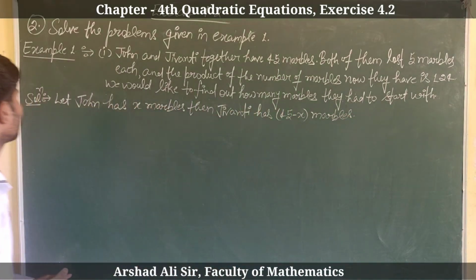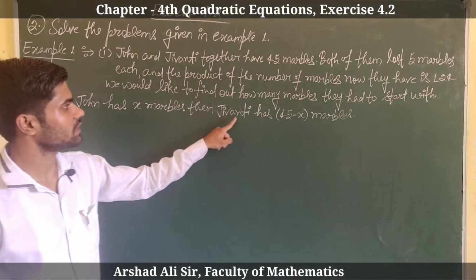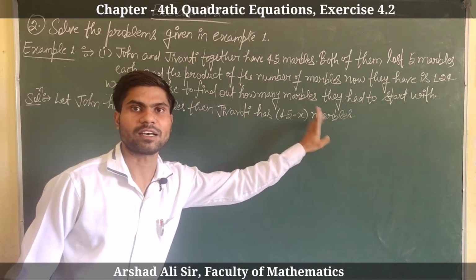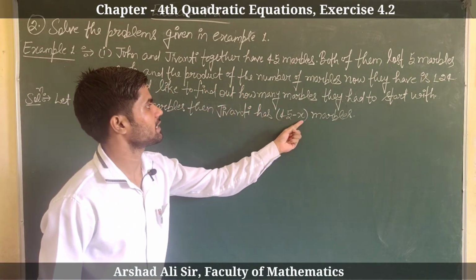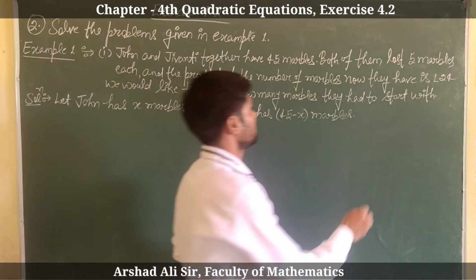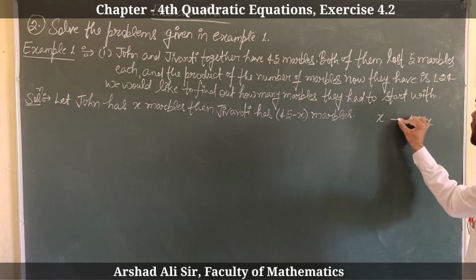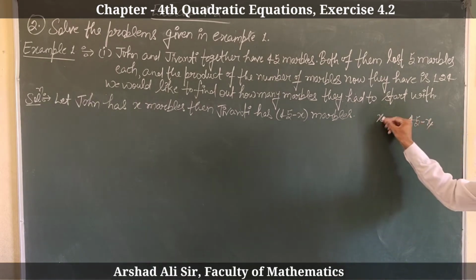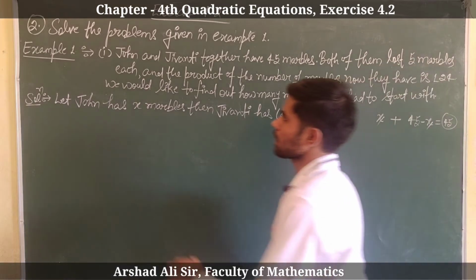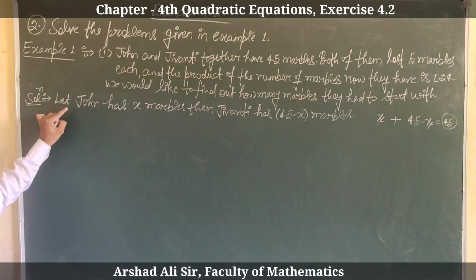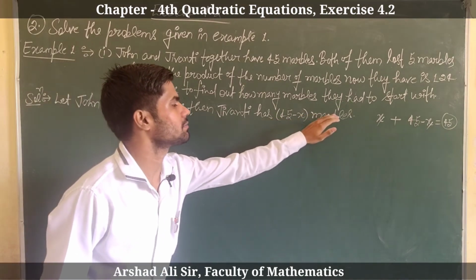I hope you all understand. Let John have x marbles, then Jivanti has 45 minus x marbles. Why? Because x plus 45 minus x is 45. You can check x and 45 minus x. If we add both the terms, x will be cancelled by x, and this will be 45. That's why we suppose John has x marbles, then Jivanti has 45 minus x marbles.